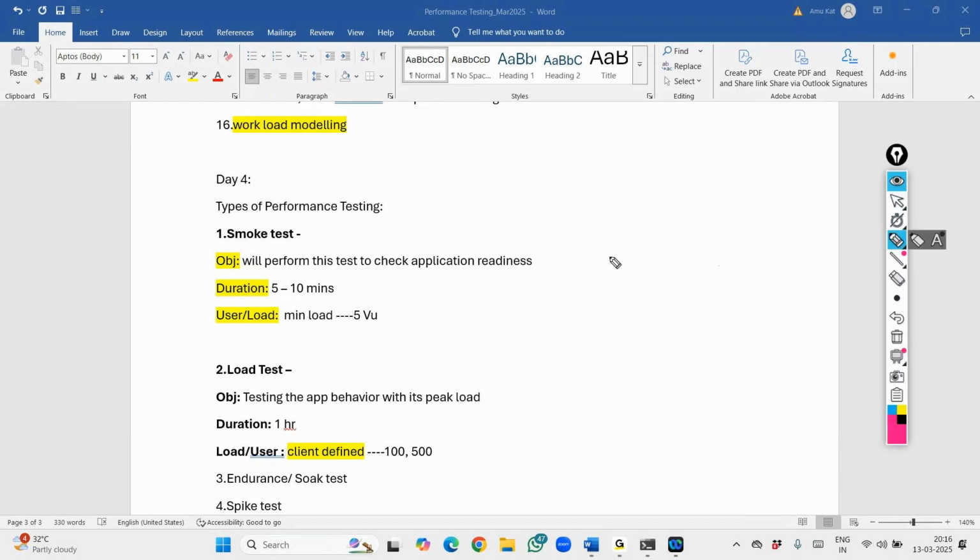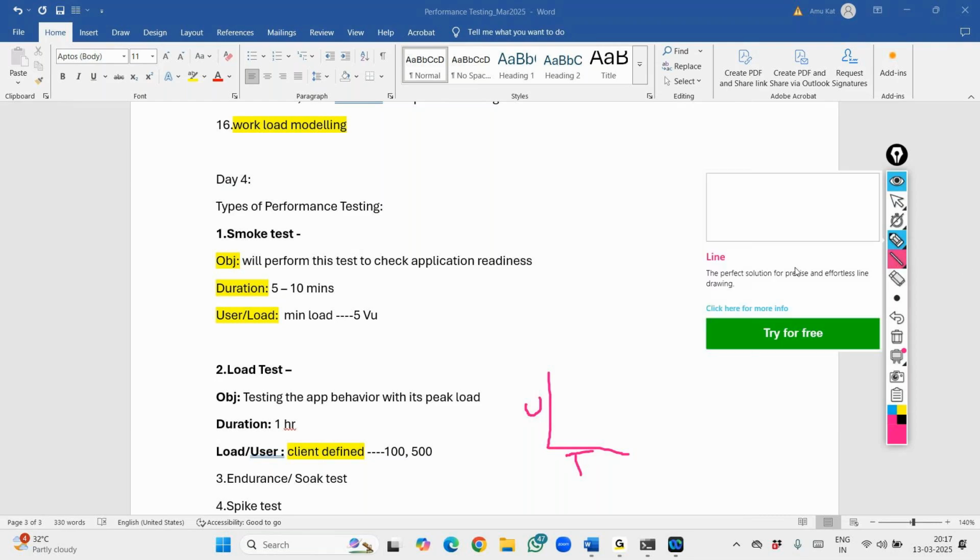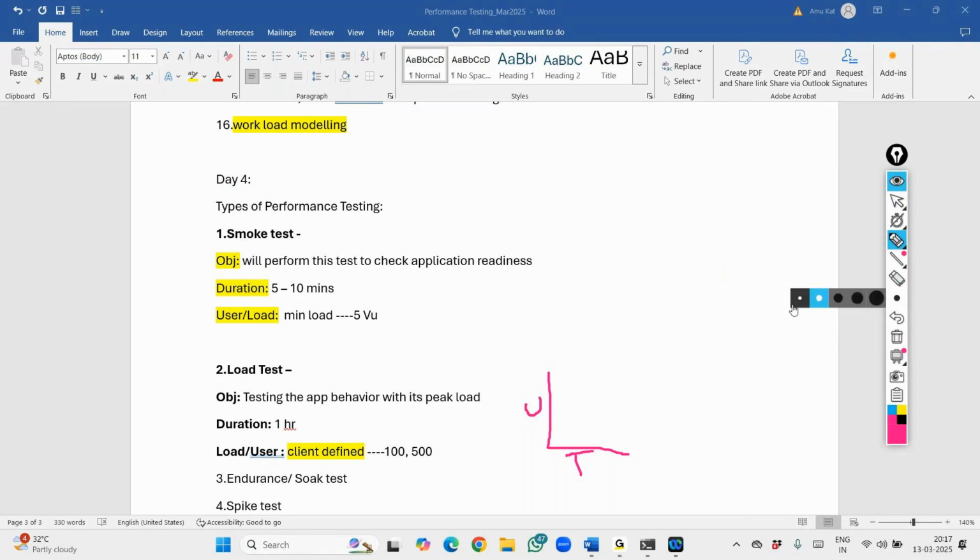Here come two scenarios. One, the client might be aware of the load. Suppose this is user count, which is nothing but load, and this is time. All the users are entering into the application, doing the action, and coming out of the application. When the client defines this, anyhow it comes under load only.